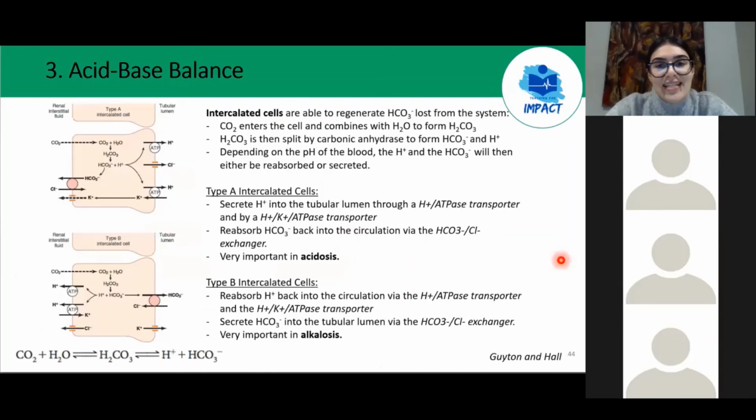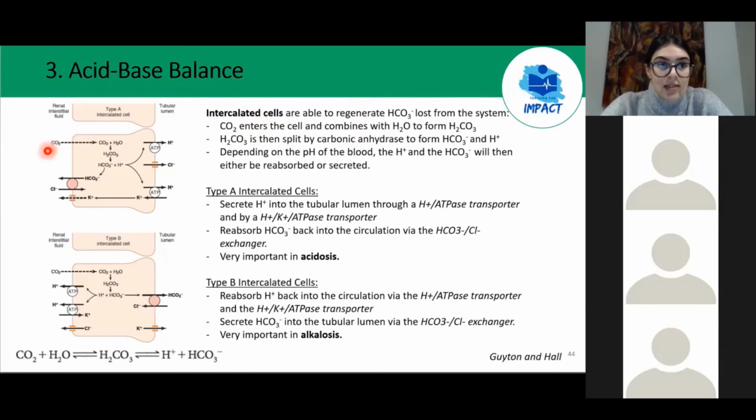Third thing I wanted to talk about is acid-base balance. So another really important thing that the kidney does is regulate the acids and the bases in the body. And these are done via these intercalated cells. So we talked about them a little bit previously. So they're in the distal convoluted tubule with the principal cells, but these guys act to alter your acid-base balance. So the purpose of these cells is basically to regenerate all of the bicarb that's being lost from your system.